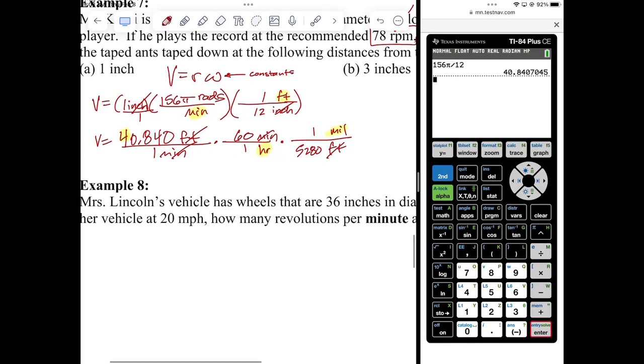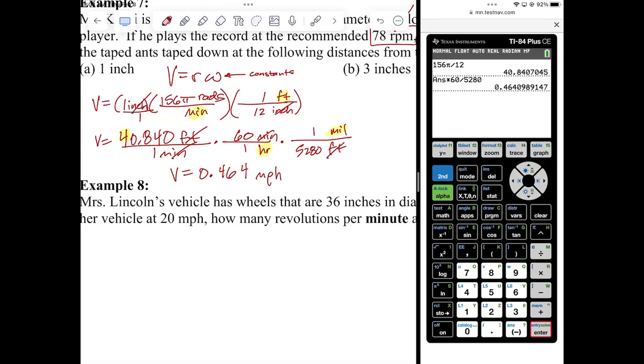All right, let's go ahead and take our answer. Do I just type in 40.840 or do I use the calculator stored version? You never, ever use an approximated answer for a subsequent calculation. So 40.840 times 60 divided by 5280. So 0.464 mph.